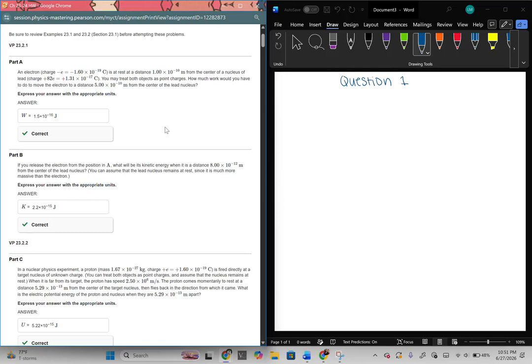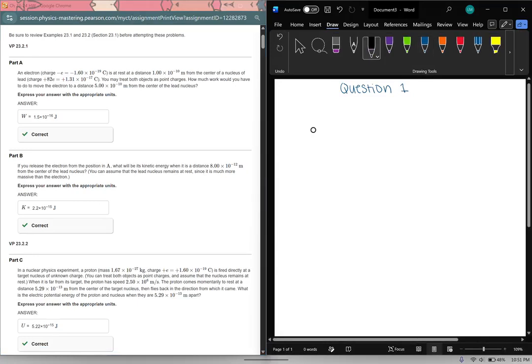So first I'm going to start with drawing a diagram. I'll draw a lead nucleus and label it positive 1.31 times 10 to the power of negative 17 coulombs, and then I'll draw the electron and label it negative 1.60 times 10 to the power of negative 19 coulombs. So let me draw the diagram.